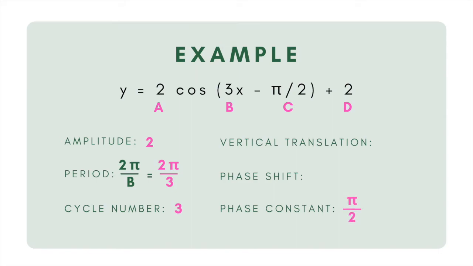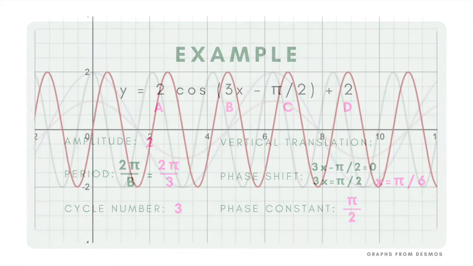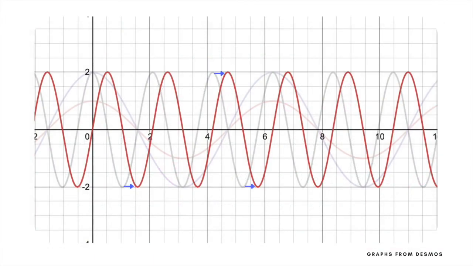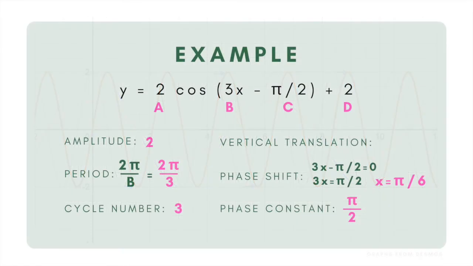For our phase shift, though, we need to set bx minus c equal to 0, or 3x minus pi over 2 equal to 0, and solve for x. If we do this, we can add pi over 2 to both sides and then divide both sides by 3. X is then equal to pi over 6, and now we have our phase shift. Again, the phase shift is very similar to the horizontal translation, so as you can see here, the graph is shifting to the right.